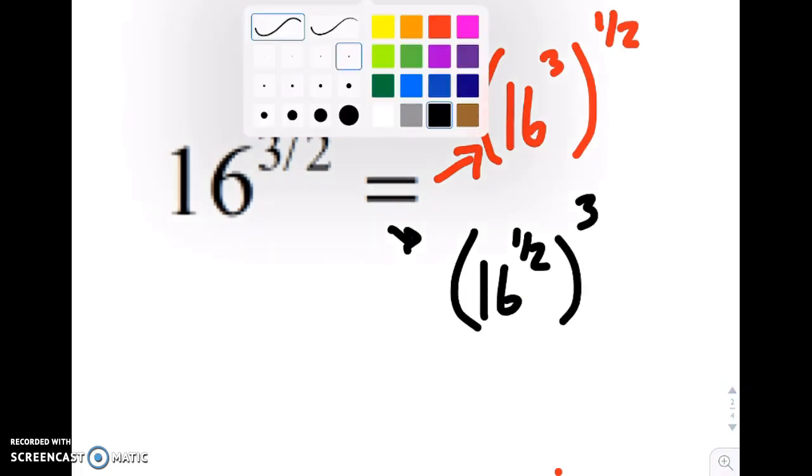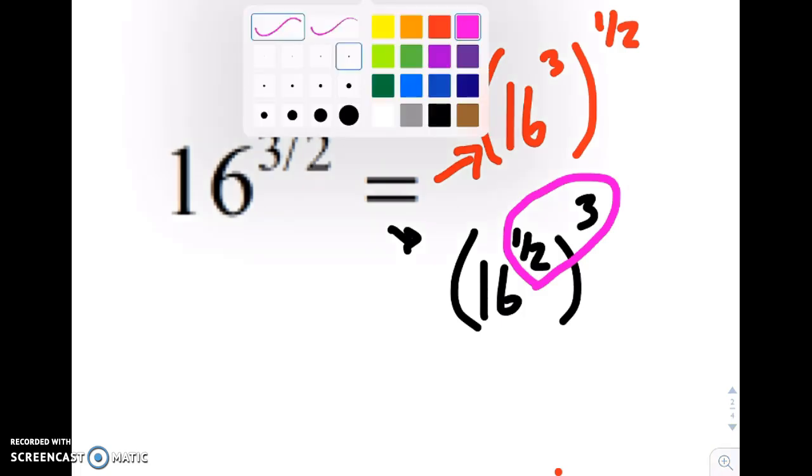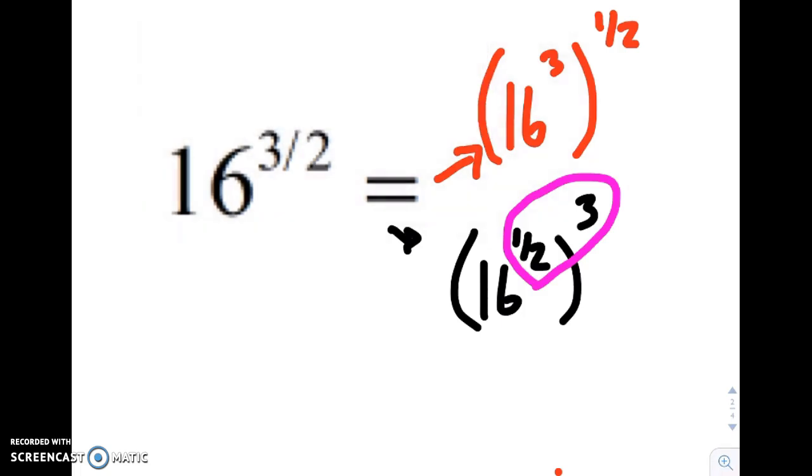And remember, power over power still applies here. If you were to multiply these two things, 3 times a half is 3/2. The bottom one is easier though because I do know what the square root of 16 is, or 16 to the 1/2. 16 to the 1/2 is 4, and then we've got 4 to the third, which is 4 times 4 is 16, and another multiplied by 4 is 64.